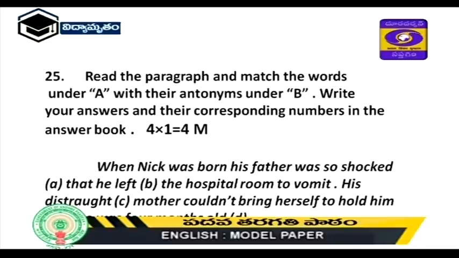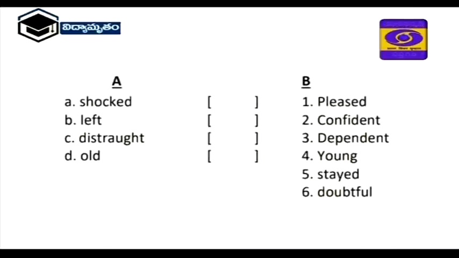Read the paragraph and match the words under A with their antonyms under B. Write your answers and their corresponding numbers in the answer book. Here, though you are given a matching sort of question, you should not write the numbers in the question paper, but whatever numbers you feel are correct, they are to be taken onto the answer booklet and written there itself.